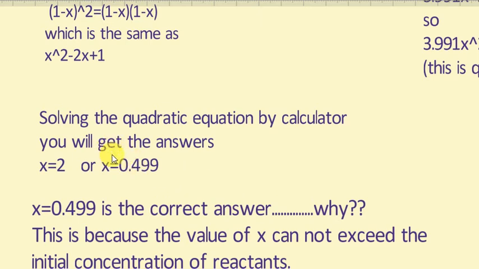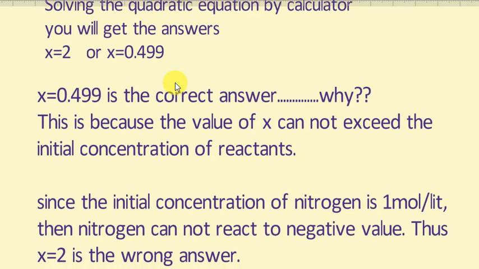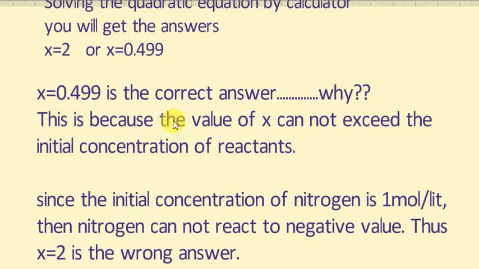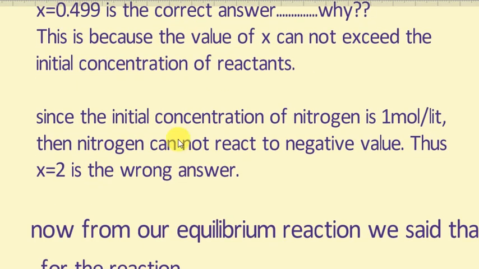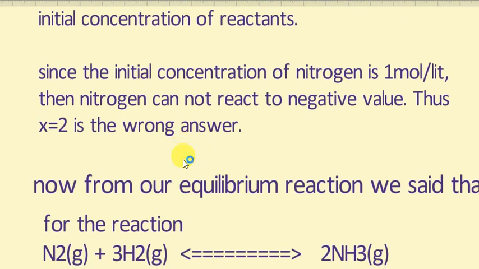From there you will get x equal to 2 and x equal to 0.499. Now the correct answer for x here is 0.499. Why? Why not 2? Because if you remember, the initial concentration of nitrogen is what? 1. Now x cannot exceed the initial concentration. The value of x cannot exceed the initial concentration of reagent. So since the initial concentration of nitrogen is 1 mole per liter, then nitrogen cannot react to a negative value. Thus, x equal to 2 is the wrong answer.